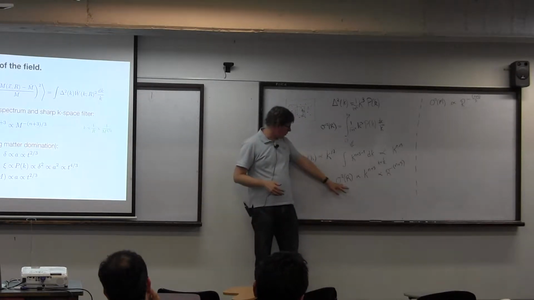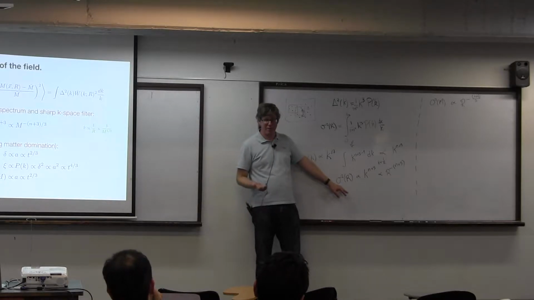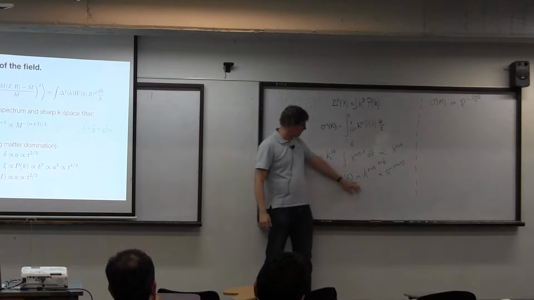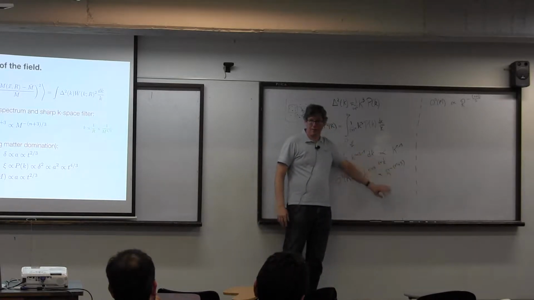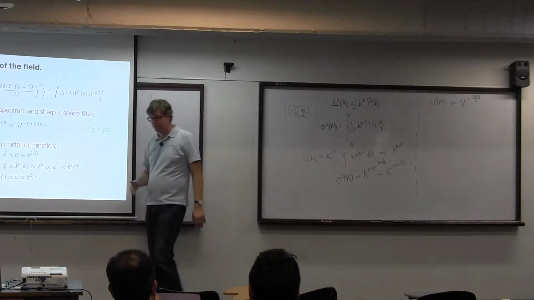So it basically quantifies how likely delta is to be far away from 0. 0 means no overdensity, and that's the average. And this tells you how likely it is to be far away from 0. And it says, okay, it's dropping with scale. So on large scales, it's not likely to be far away from 0.